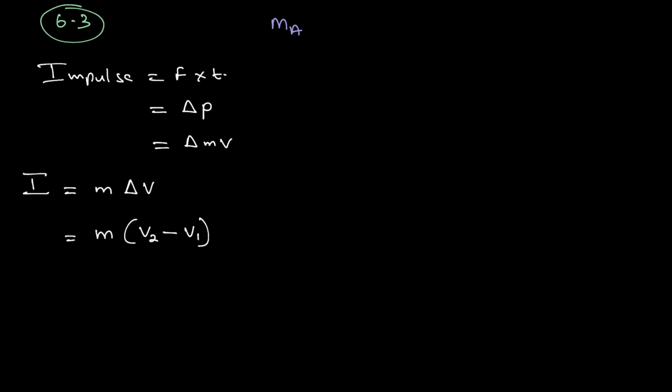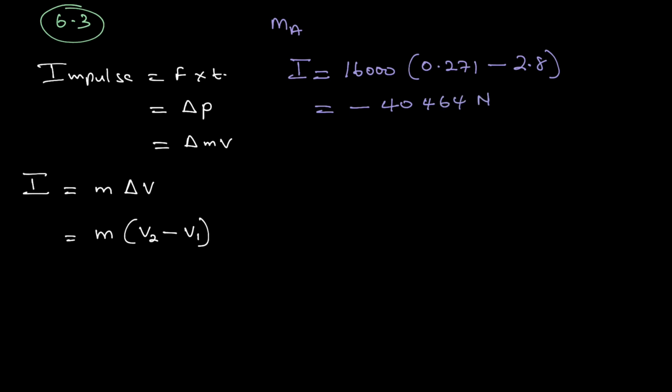It should be the same for mass of B. So for mass of A, we know that I will be equal to 16,000 into bracket final velocity, 0.271, minus initial velocity, which is 2.8. Well, in this case, it's the magnitude that matters, because it's impulse, so we don't need to worry about the negative. So we will get minus 40464 newton seconds. So the actual impulse we're looking for is 40464 newton seconds, and that can be written as 4 times 10 to the power 4 newton seconds.